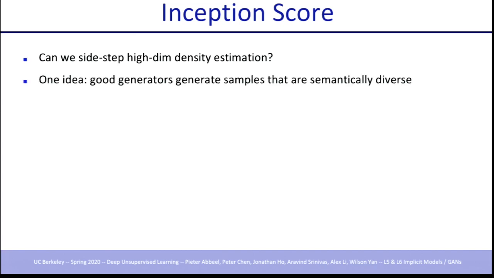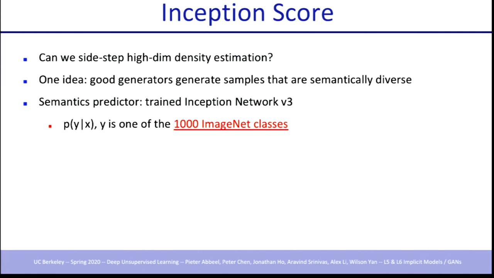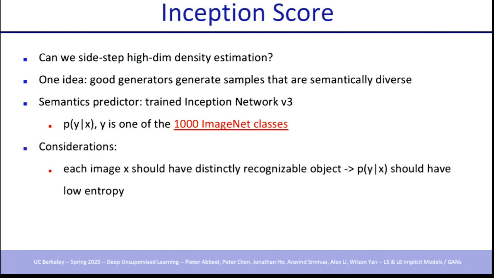Well, good generators should generate samples that are semantically diverse. So the semantics predictor could be a trained Inception network, V3: you train a network on ImageNet, and you fix that. And then y given x, where y is one of the 1,000 ImageNet classes that this thing outputs. So each image x should have a distinctly recognizable object. If you train on ImageNet, and now you generate new images, each image you generate should somehow belong to a class. That's the intuition behind this, and that's what it's going to score.